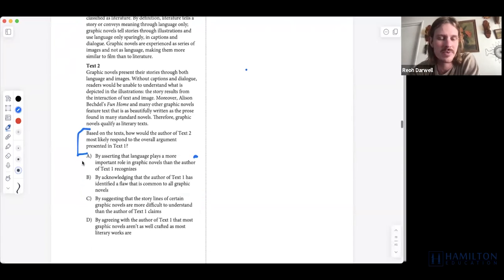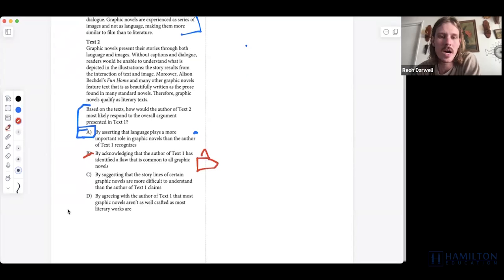A says this pretty directly, right? It says by asserting, or arguing, right? To assert something is to state something. Language plays a more important role in graphic novels than the author of text 1 would recognize or acknowledge, right? He would basically disagree with this. So A makes a lot of sense. B, if you're choosing B, that might be a baggage distractor. This might be what you think, but text 2 doesn't say that this is a real flaw.